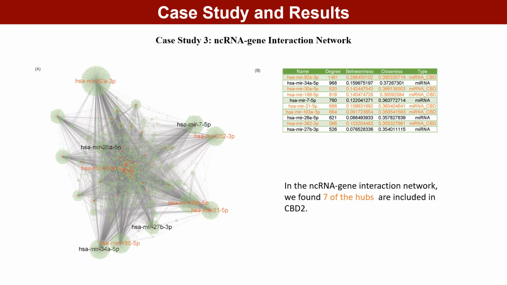374 ncRNA biomarkers have been collected in CBD2, of which 210 belong to mRNA. We construct a network elucidating the interactions between ncRNA and genes. In the ncRNA gene interaction network, we found 7 of the hubs are included in CBD2. We additionally conducted enrichment analysis utilizing both KEGG and DisGeNET on the delineated network, the results of which exhibited a pronounced correlation with CRC, underscoring the potential significance of the identified ncRNA gene interactions in the context of this malignancy.